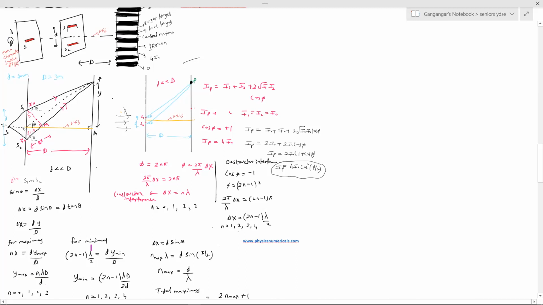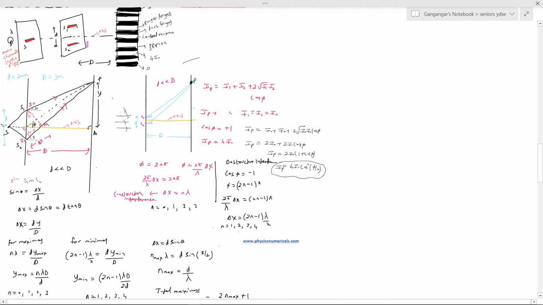Got it? Similarly, to locate the position of the dark bands, destructive interference occurs. If destructive interference occurs, what is the path difference? (2n minus 1) lambda by 2. So delta x must be equal to (2n minus 1) lambda by 2. Solving for y minimum, I'll get the equation (2n minus 1) lambda D by 2d. For values n equal to 1, 2, 3, 4, 5, 6, you'll get the position of the minimas.